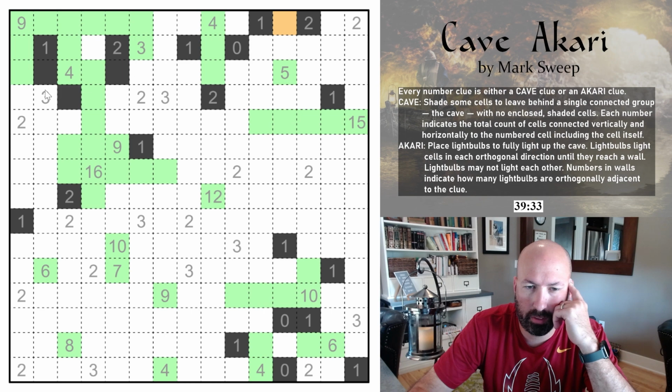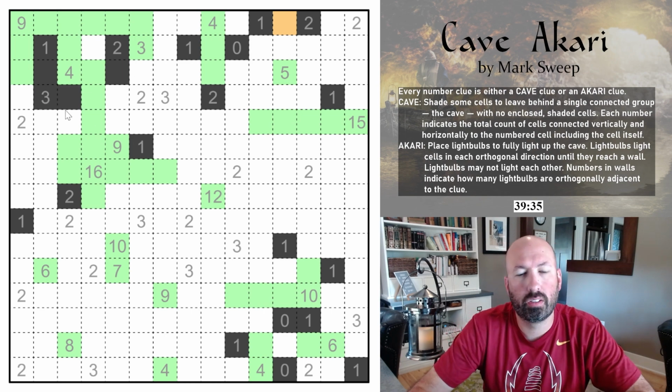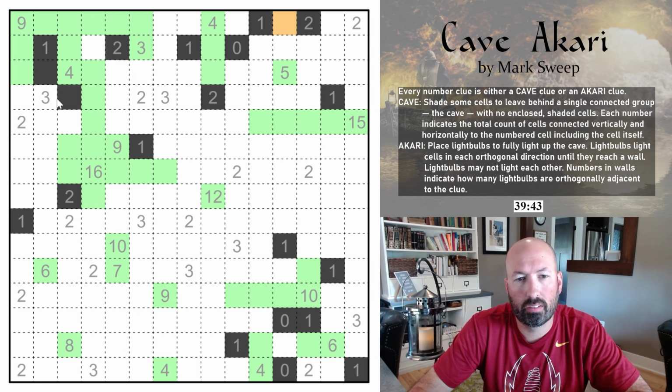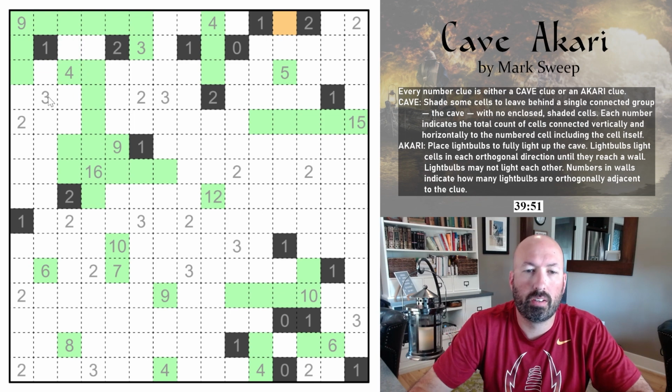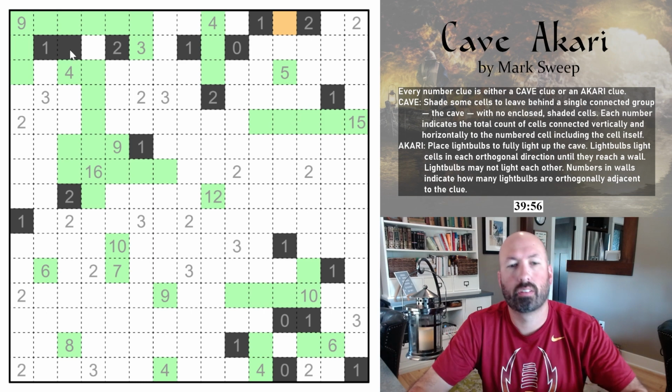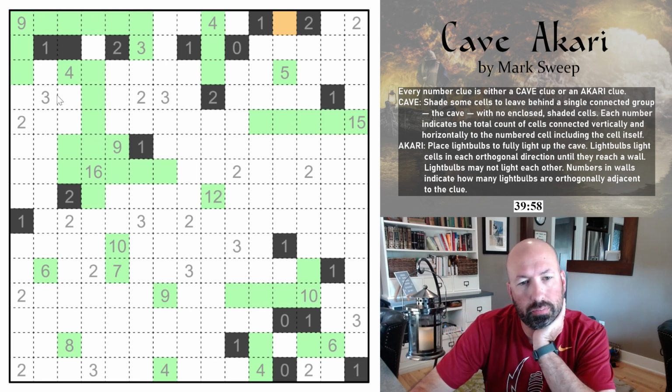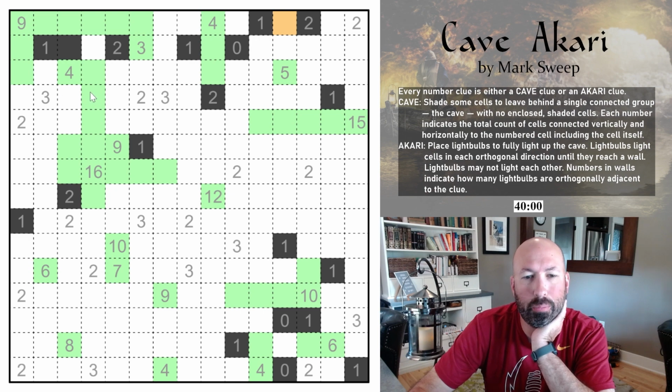That goes that way. You're going to have all of those. And that 3 won't. Okay, there you go. If you have the 4 there, it's going to force all of this, and this 3 won't be able to have 3 lights. Right? If that goes that way. Yeah. Okay, so that's a wall. A little bit of trial and error there, but it worked.